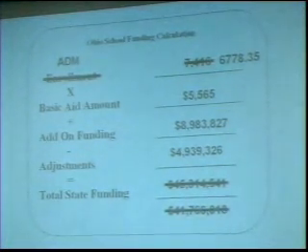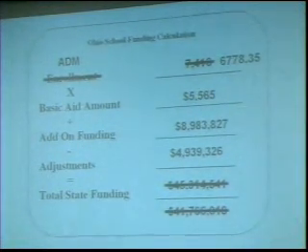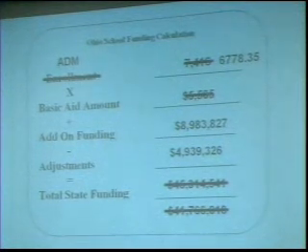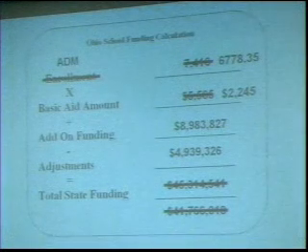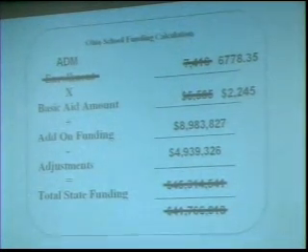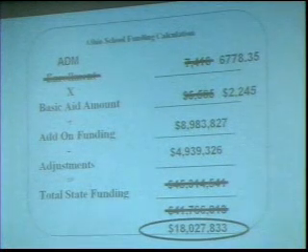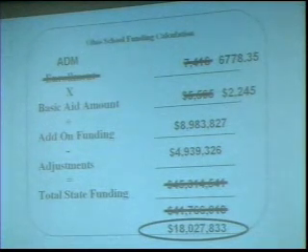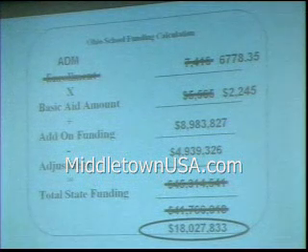Why? Because the funding formula assumes that every local school district is going to raise 23 mils of local property tax. So they cut this basic aid amount, and we went through this last year, down to $2,245, which is actually what they're going to pay us through the state funding formula. So if you multiply that out, yay, this is what we get. We get $18,027,833 for all the students that we receive. That's based upon the SF3.